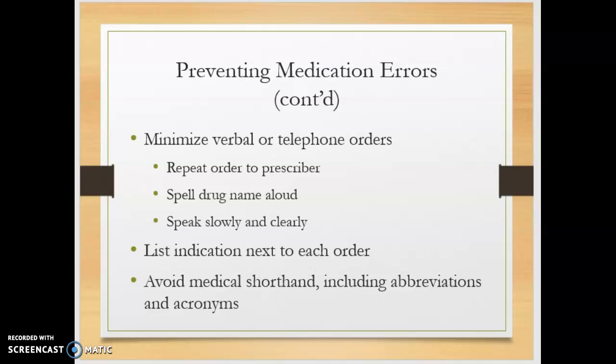You want to be sure you're listing the indication or the rationale next to each order. And avoid medical shorthand, which includes abbreviations or acronyms. For example, MS: is that morphine sulfate? Is that magnesium? Is that multiple sclerosis? Make sure that you're not using those abbreviations. We had a list of those that you were to review last week, so be sure that you're familiar with those that should not be used.